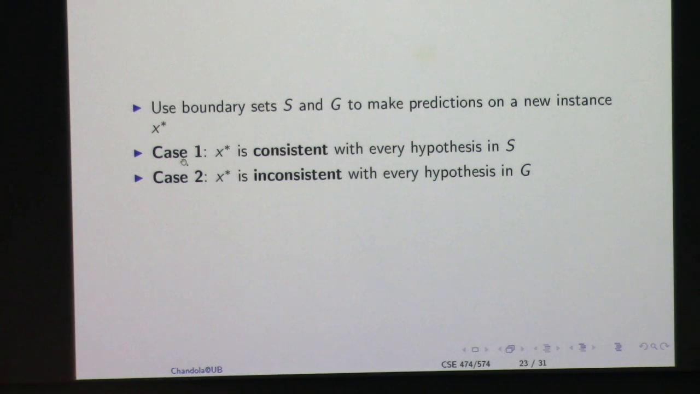All you have in candidate elimination are your boundary sets, S and G. One thing you can do is ask whether X star is consistent with every hypothesis in S, the most specific. If it is, it means that every hypothesis in S calls it, let's say, positive. It would mean that any other hypothesis which is more general than these will also call it positive, which means you can easily say that X star is also positive. You can go the other way too, by looking at G and going back. Oh, I think I flipped it.